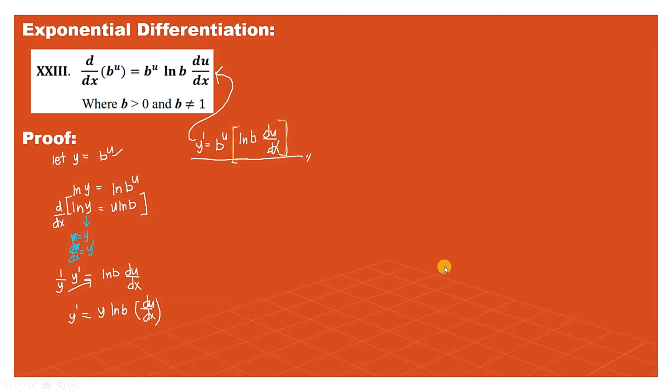Okay, so, next formula, 24. So, e raised to u. So, dito naman, kung dito sa 23, ang b can be any number, wag lang negative at wag lang 1. Dito naman, constant yung e. Ano ulit yung value ni e?